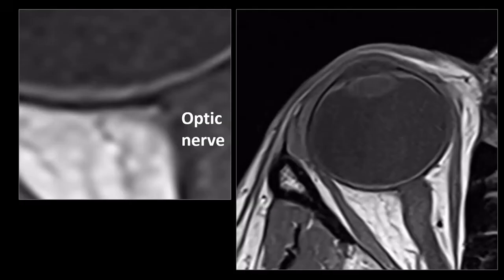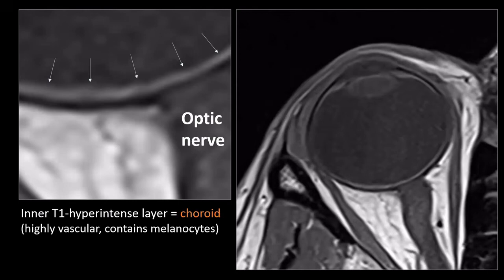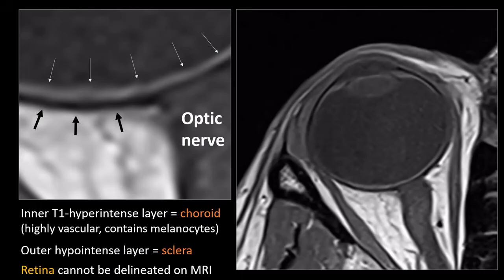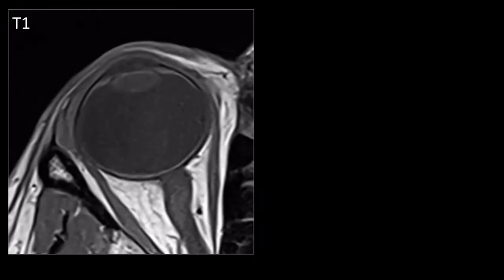On T2 you will not be able to see them. We have an inner T1 hyperintense layer, and this is the choroid. And why is it T1 hyperintense? Because this very vascular layer also contains melanocytes, and melanin is hyperintense on T1 weighted images, as you know. Then we have an outer hypointense layer, which corresponds to the fibrous sclera, and the retina cannot be delineated on your standard 1.5 or 3 Tesla MRI examination. So we just have to assume it's there on top of the choroid.